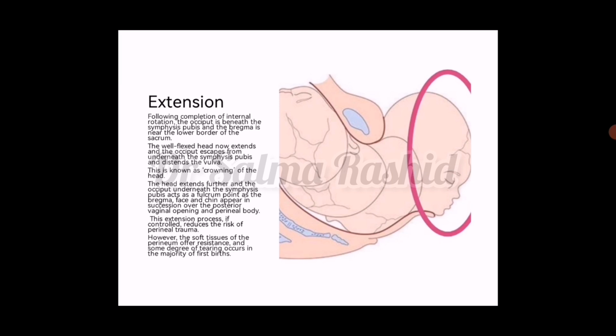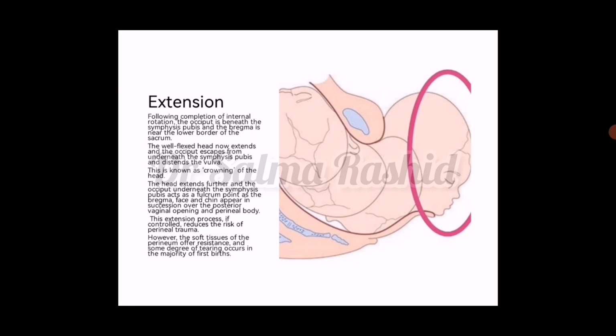Now then comes the extension. Following completion of the internal rotation, the occiput is beneath the symphysis pubis, and the bregma is near the lower border of the sacrum. The well-flexed head now extends and the occiput escapes from underneath the symphysis pubis and descends to the vulva. This is known as crowning of the head.